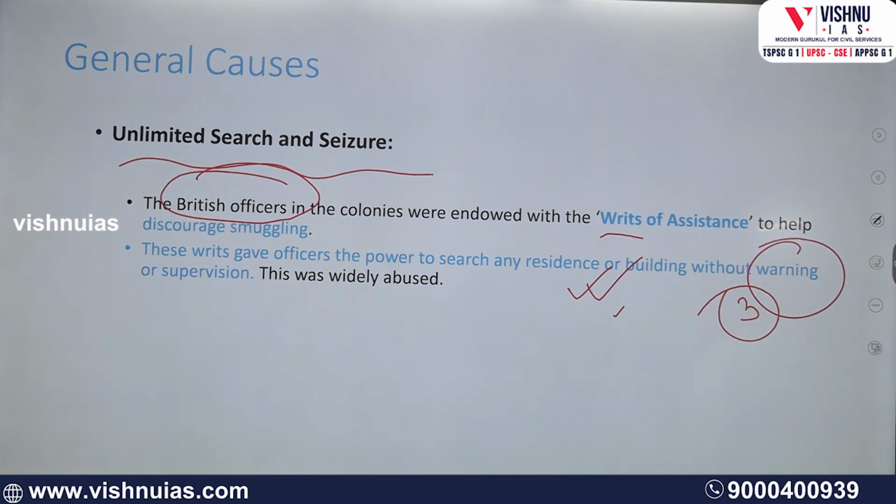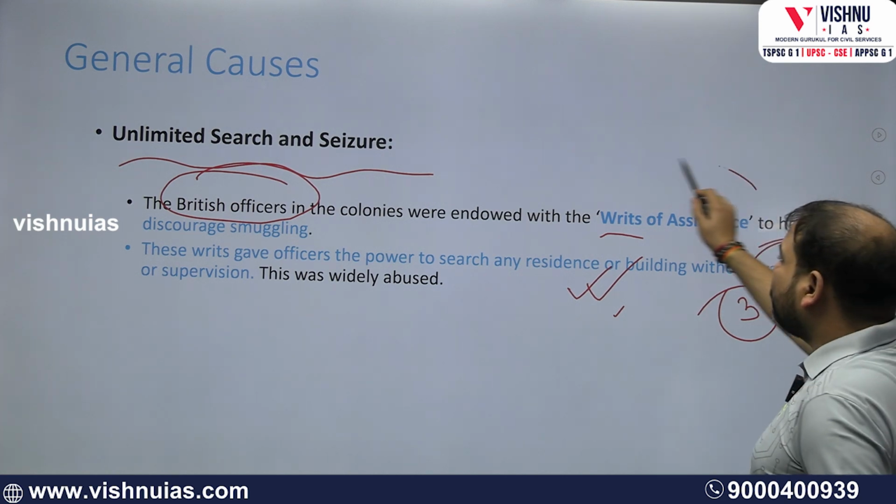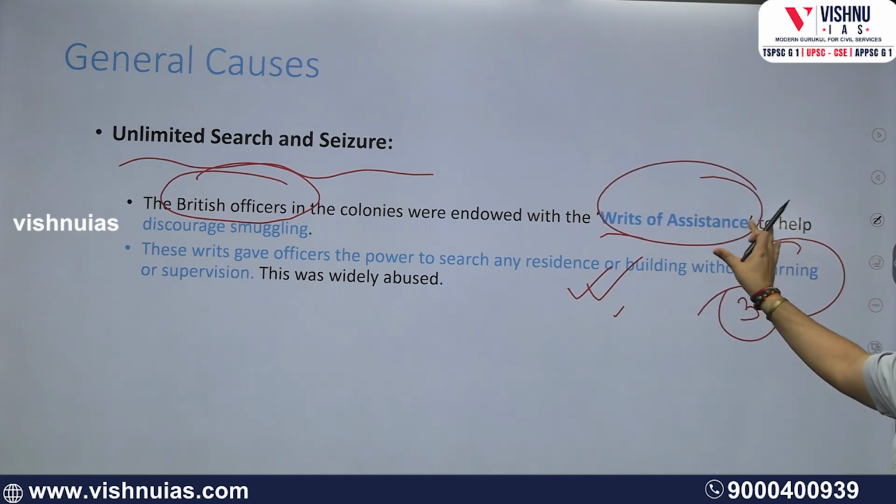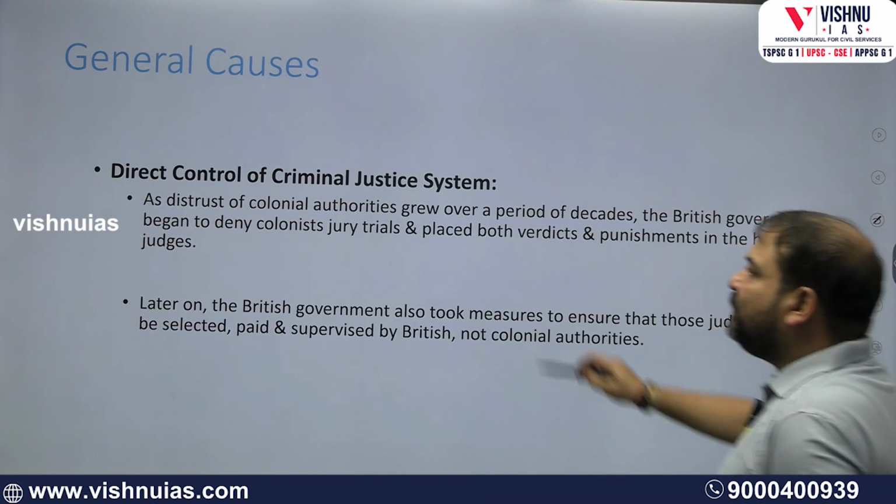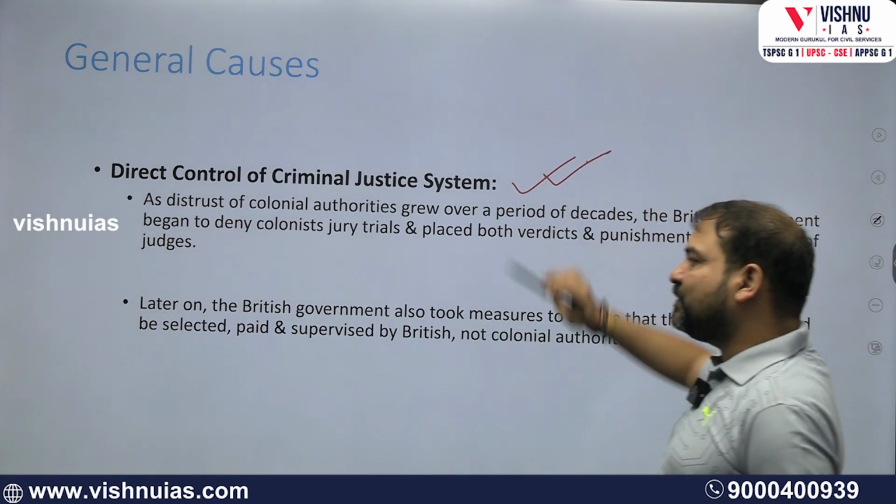This was something that was hurting the Americans in those days: how could you search our residence, how could you search without any valid warrant? The law is writs of assistance, no need to remember the exact word. If you remember unlimited search and seizure, that's more than sufficient. Fourth, direct control of the criminal justice system.